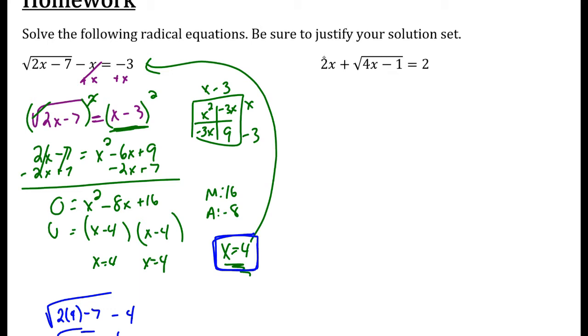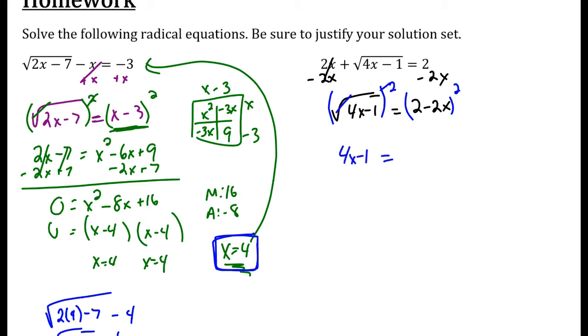This next one, 2x plus the square root of 4x minus 1 equals 2. Well, I'm going to subtract that 2x from both sides to isolate the radical, because that's my first step whenever I solve a radical equation, is to isolate the radical. Well, now that it's isolated, I can square both sides. And I'm left with 4x minus 1 equals, make a table if you have to.